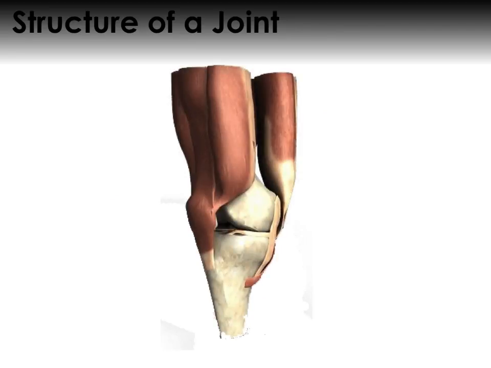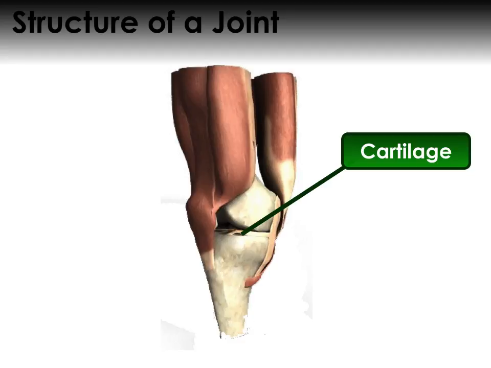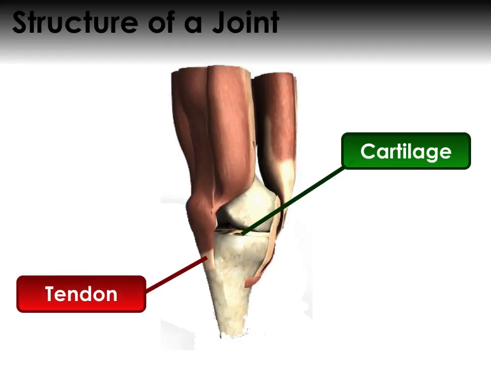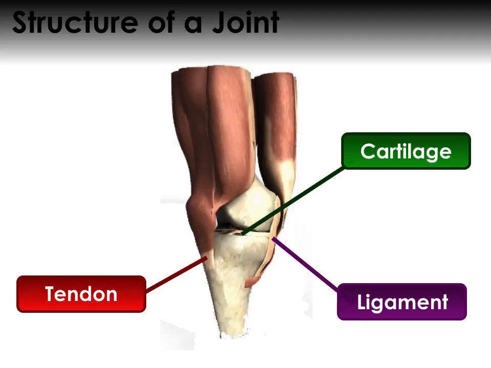You can see here a structure of a joint. You've got the cartilage between where the two bones meet, the tendons attaching the muscle to the bone, and the ligaments attaching bone to bone.